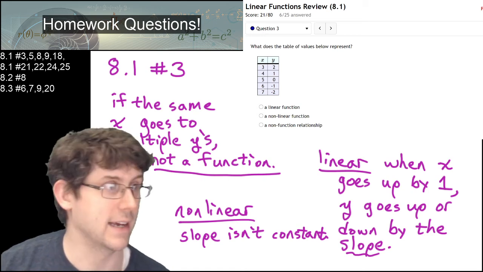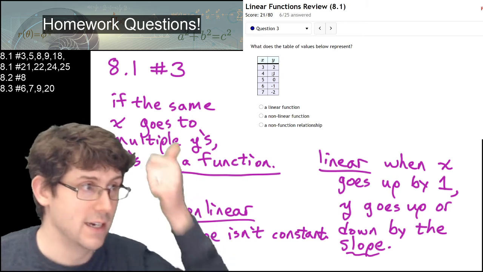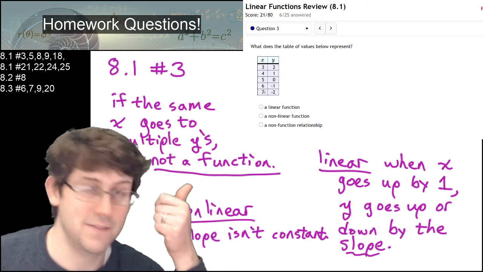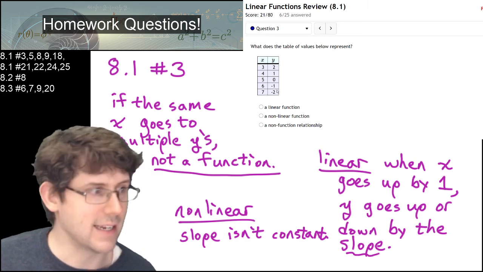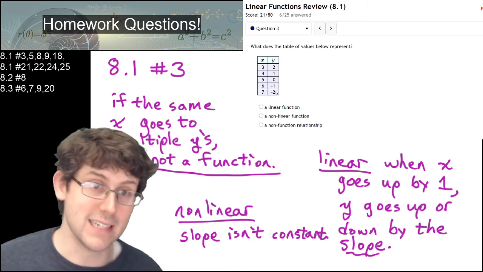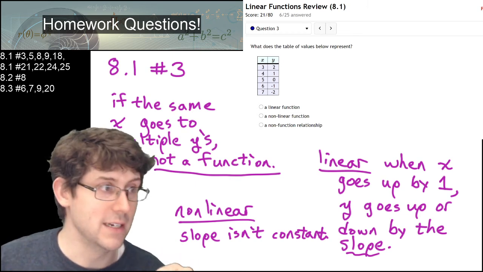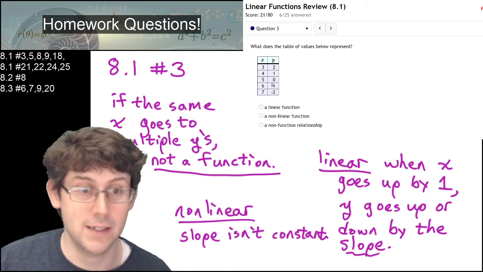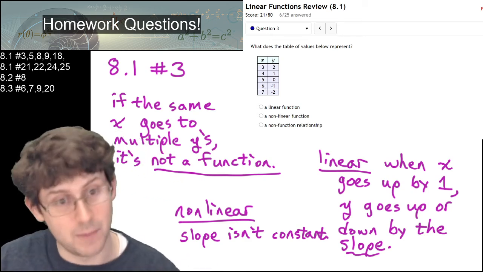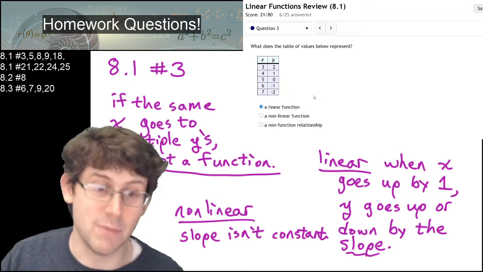Let's take a look at what I have here. The example that I have up in the corner, I have 3, 4, 5, 6, 7 for the x's. So the x's are all going up by 1. And then for the y's, I have to see if the y's are changing by the same amount each time that x goes up by 1. So x went up by 1, y went down by 1. X goes up by 1, y went down by 1. X went up by 1, y went down by 1. This is a linear function where every time x goes up by 1, the same thing happens.